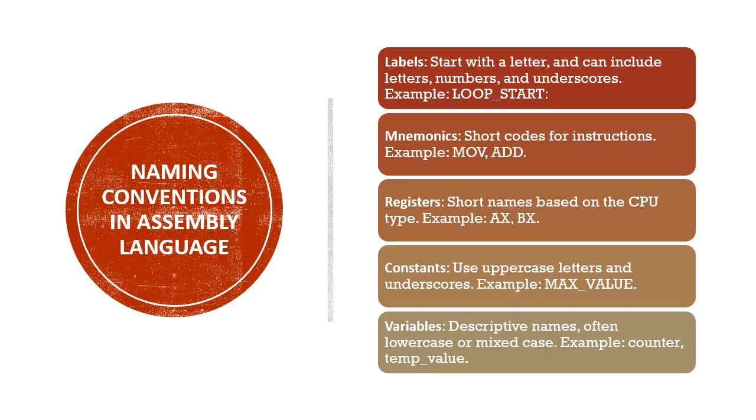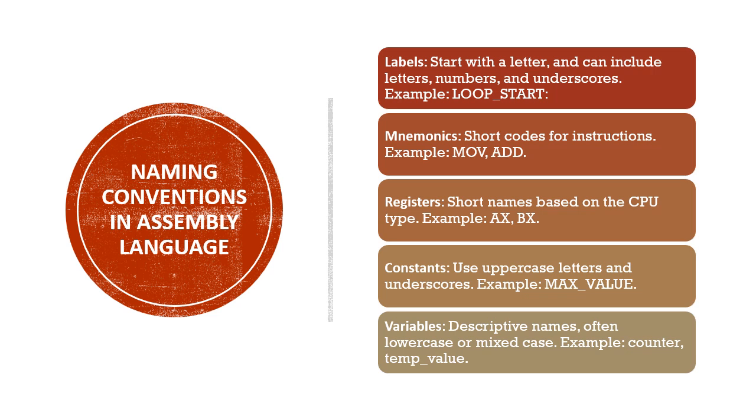in assembly language. First, the labels. To name any label in an assembly language, it should start with a letter and include a combination of letters, numbers, and underscore. Example: loop underscore start. If you look at that, loop underscore start is an example of a label in an assembly language. As stated, it must start with a letter, which can be followed by a combination of other letters, numbers, and underscore. So if you look at loop, L-O-O-P underscore S-T-A-R-T, start. It conforms with the initially stated rule.